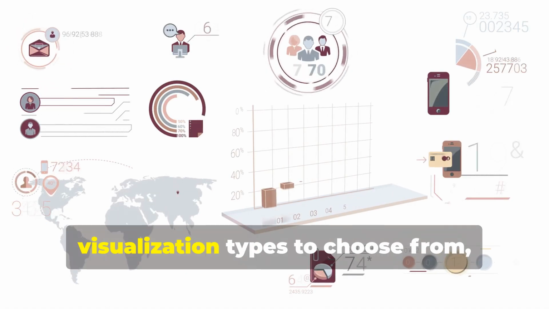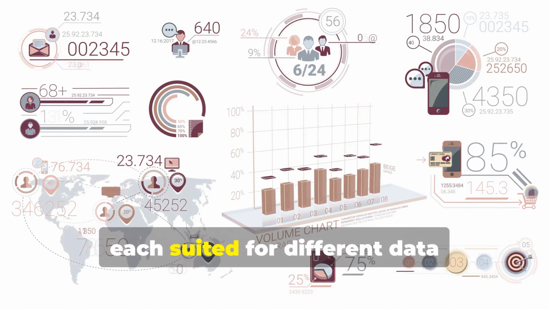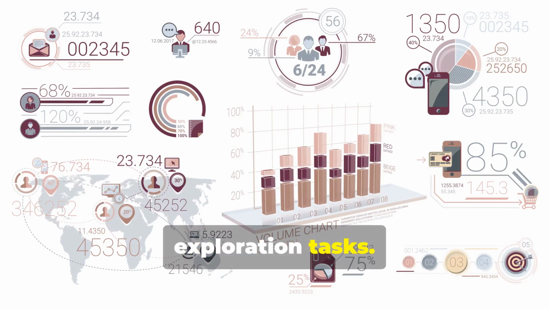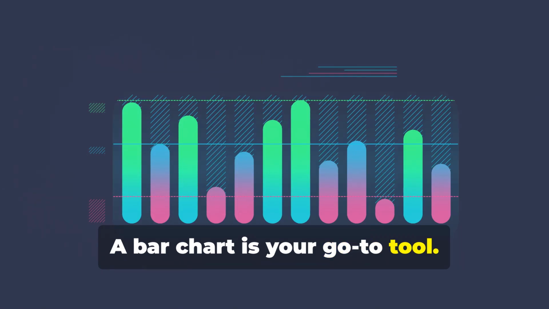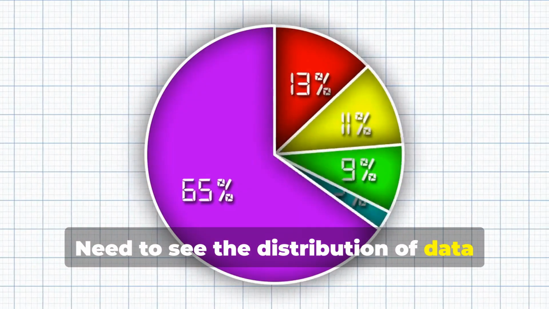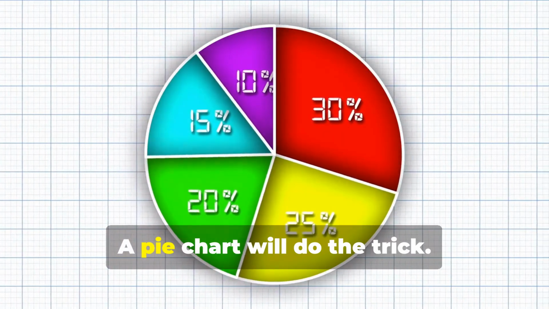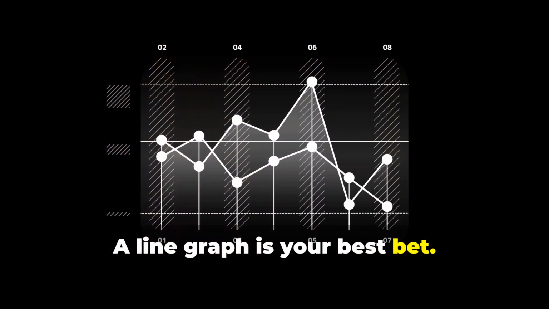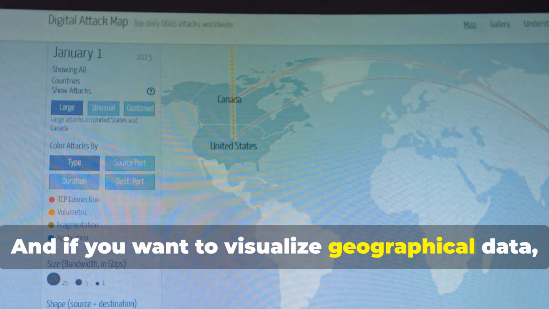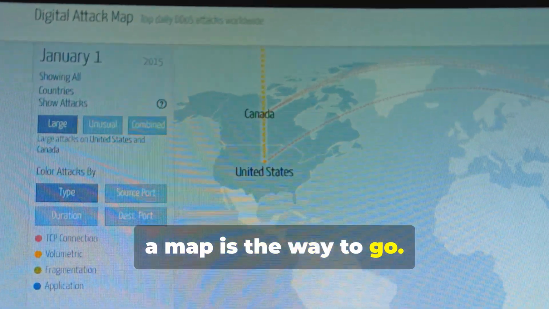You'll be greeted with a variety of visualization types to choose from, each suited for different data exploration tasks. Want to compare the frequency of different events? A bar chart is your go-to tool. Need to see the distribution of data points across categories? A pie chart will do the trick. Want to track trends over time? A line graph is your best bet. And if you want to visualize geographical data, a map is the way to go.